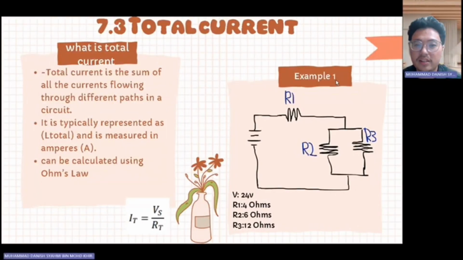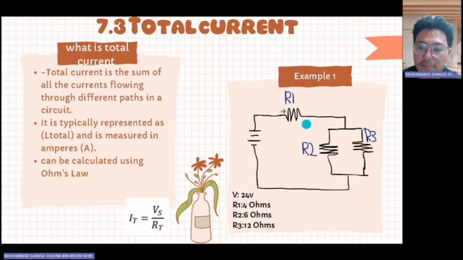Assalamualaikum. My name is Danish. We continue from what we left from the previous topic. 7.3, total current. What is total current? Total current is the sum of all the current flowing through different paths in a circuit. It is typically represented as I total and is measured in ampere. It can be calculated using Ohm's law or current divider rule.